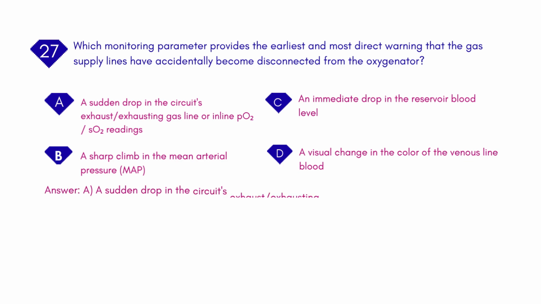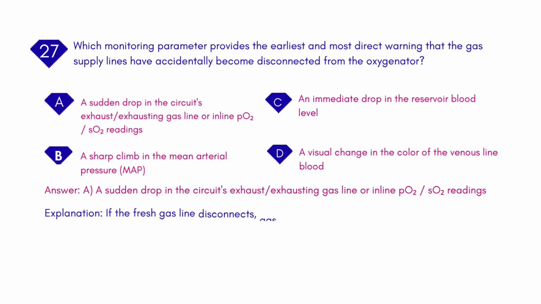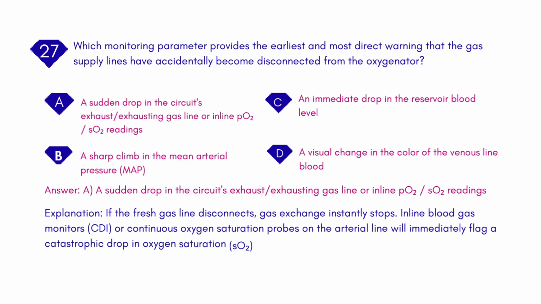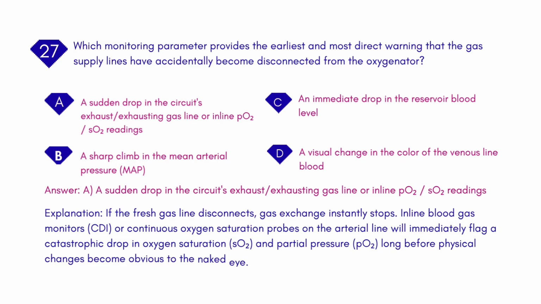Answer: A. A sudden drop in the circuit's exhaust/exhausting gas line or inline PaO2/SO2 readings. Explanation: if the fresh gas line disconnects, gas exchange instantly stops. Inline blood gas monitors, CDI, or continuous oxygen saturation probes on the arterial line will immediately flag a catastrophic drop in oxygen saturation, SO2, and partial pressure, PaO2, long before physical changes become obvious to the naked eye.